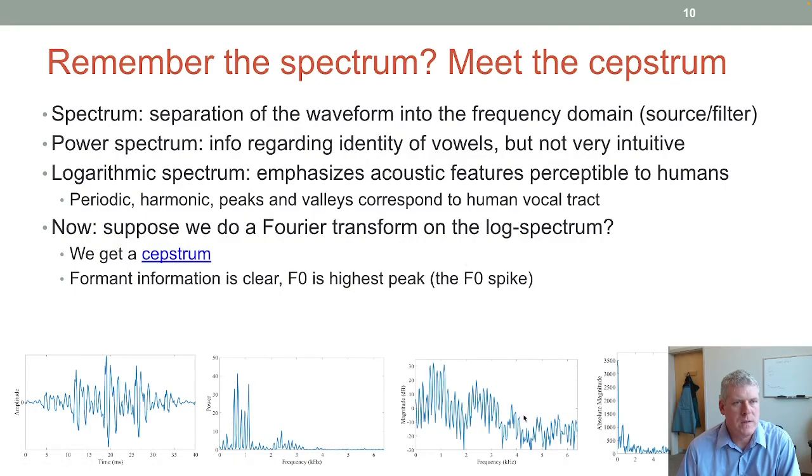So we take a logarithm, which is this third one here, and emphasizes acoustic features perceptible to humans. And right, it's a periodic harmonic peaks and valleys corresponding to the human vocal tract. Now, suppose we do a Fourier transform on this, another Fourier transform on that. We end up with this. We get what's called a Cepstrum. And you can see that the fundamental frequency here is this big spike here at about 7,000 milliseconds in.